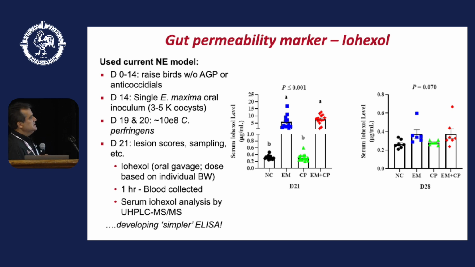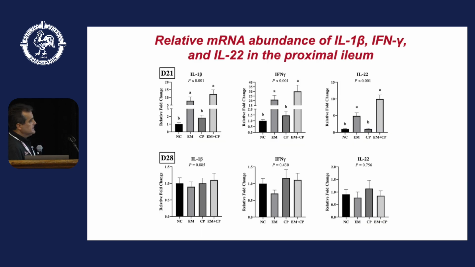And when we looked at some of the key cytokines, before I get to that, day 28, a week later, we see no differences. So everything went back to a homeostasis type format. We figured the birds have recovered. And we look at some of the key cytokines, the same story. We look at IL-1 beta, interferon gamma, and IL-22, which is involved in homeostasis. Day 21, they're all high up with the inoculated, or dual inoculation, or EM only, but nothing on day 28.